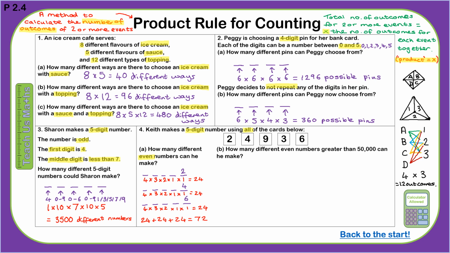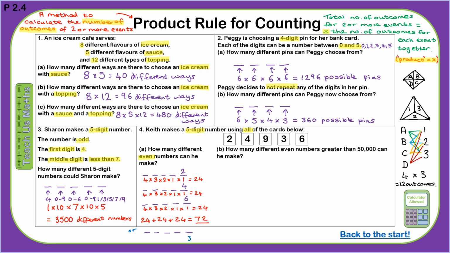So we could have done this in a slightly quicker method. Again, let's put our 5 dashes for the 5-digit number. Let's deal with the final number first, because we are wanting an even number, and it's the number at the end that determines whether it's odd or even, in the units or ones column. And the only even numbers on these cards are 2, 4 and 6. There are 3 options for that final number.